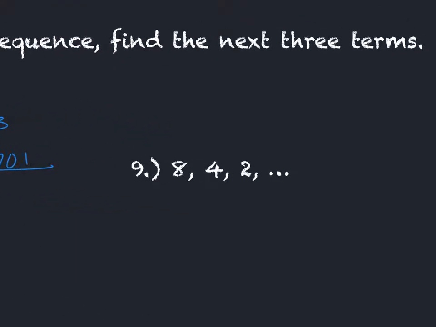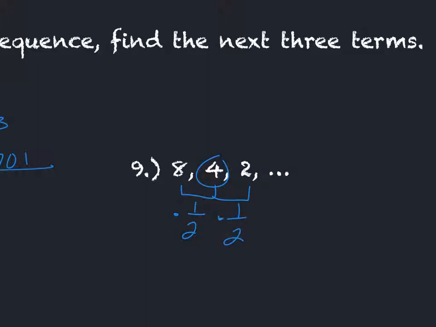For number 9, our numbers are going down, meaning it's going to be a fraction. Well, 4 divided by 8 is 0.5, or 1/2. So that means we are multiplying by 1/2 every time. To get from 8 to 4, we multiply by 1/2. To get from 4 to 2, you multiply by 1/2.